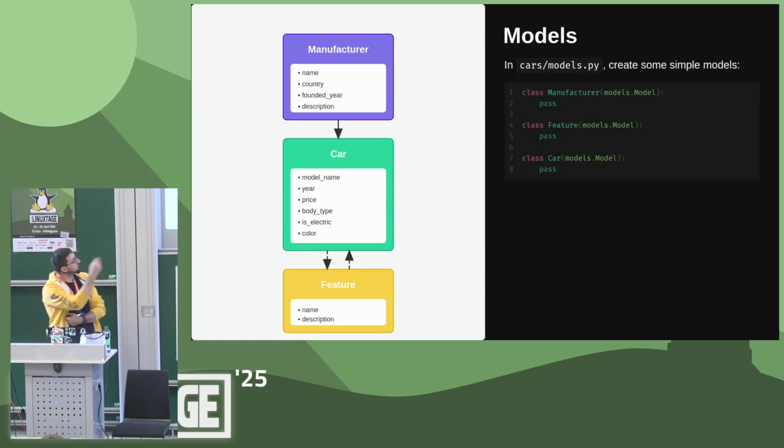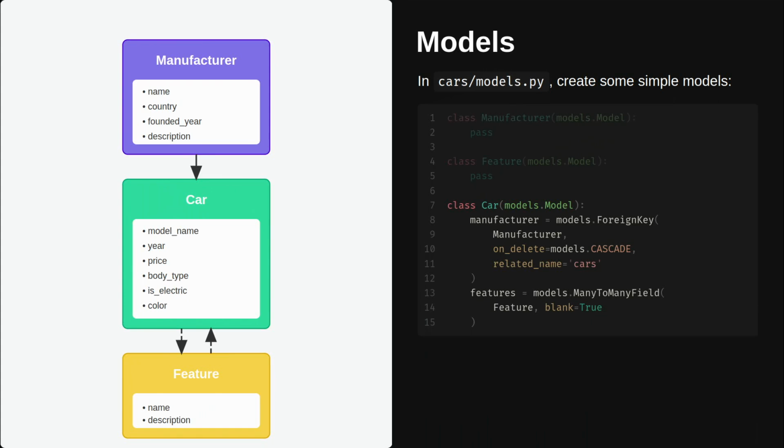When we start, we just have to create our 3 models. And the next thing is we are going to focus on the car model, because this is the one that's a bit more complex. We need to add our relations. This will have a relation to the manufacturer, where we are going to define a foreign key. And then also we have our features. The feature will be a many-to-many field.